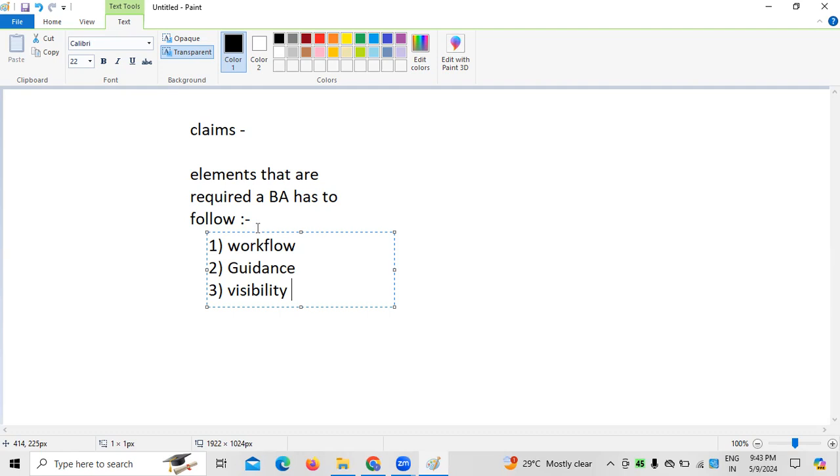So these are the three core elements we have to focus on. One is the workflows. That is the first thing. Second, the guidance part. After the guidance, the next one is the visibility. These are the three major elements which, being a BA, whenever we try to understand the core requirements relating to claims, one has to understand. This is all in the context of claims.